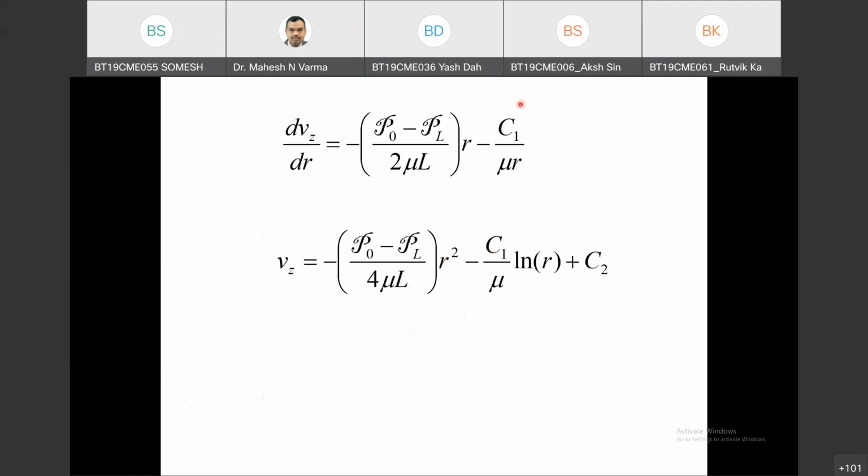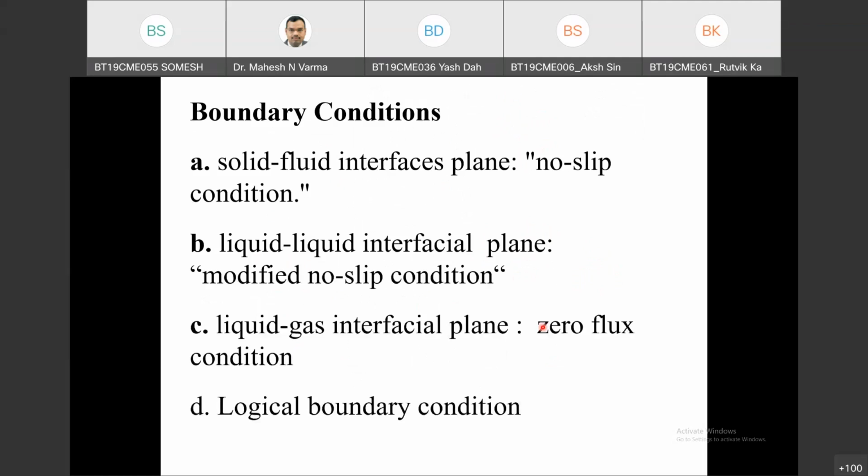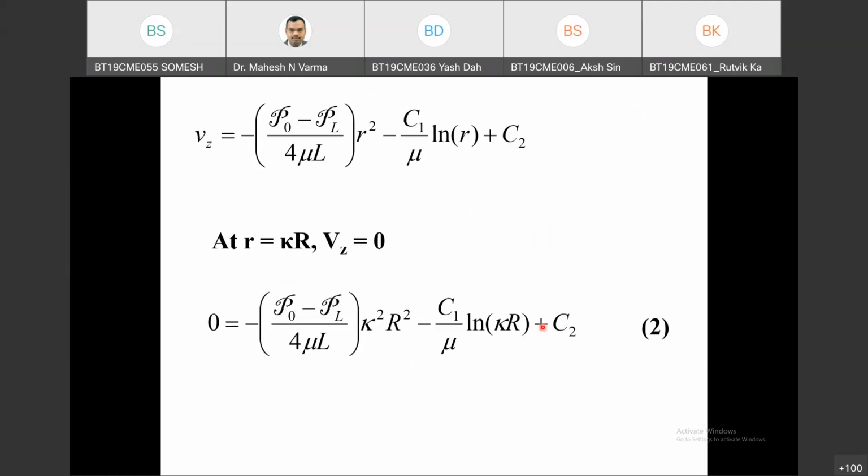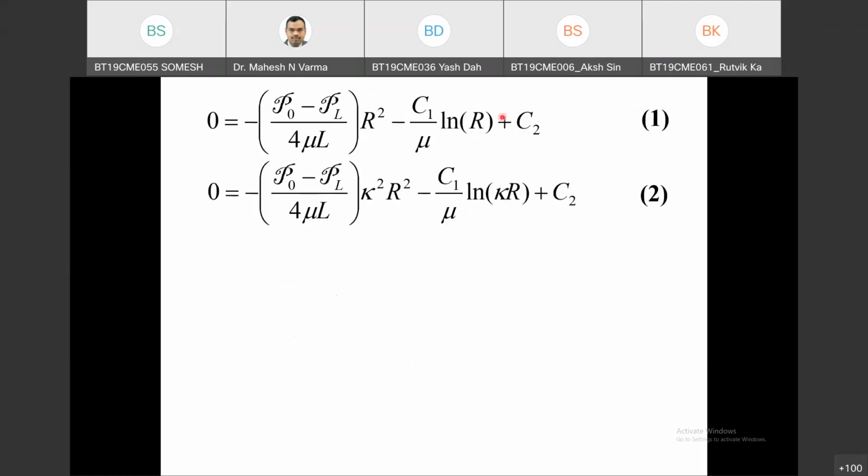Now I'm taking this C1 as it is for further processing. This is the velocity profile equation I got in terms of two constants, C1 and C2. This is the integration constant from the differential equation, and this is the integration constant from Newton's law of viscosity. Two constants are there, so using these two boundary conditions I will get two equations. Now rearrange these equations, get the values of C1 and C2, and substitute in this equation to get the velocity profile.